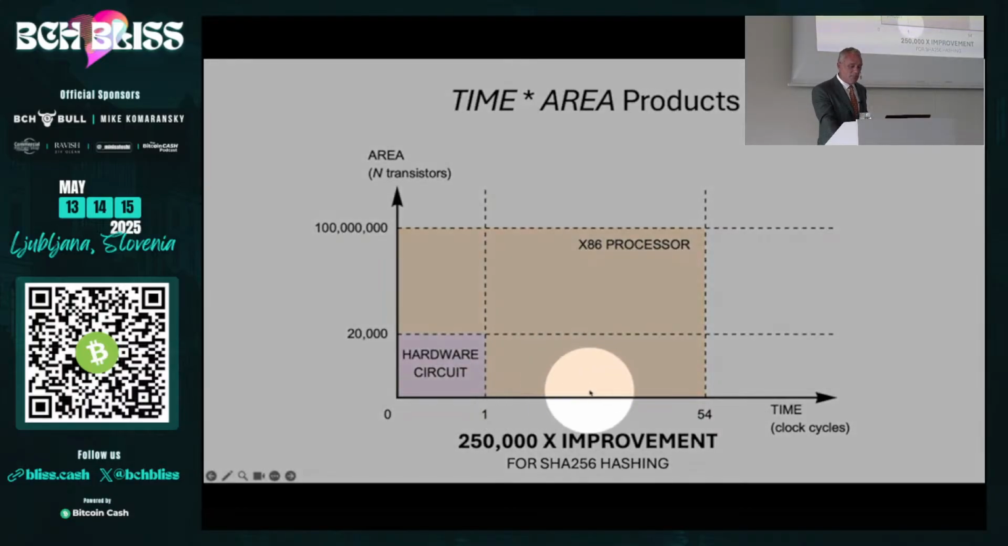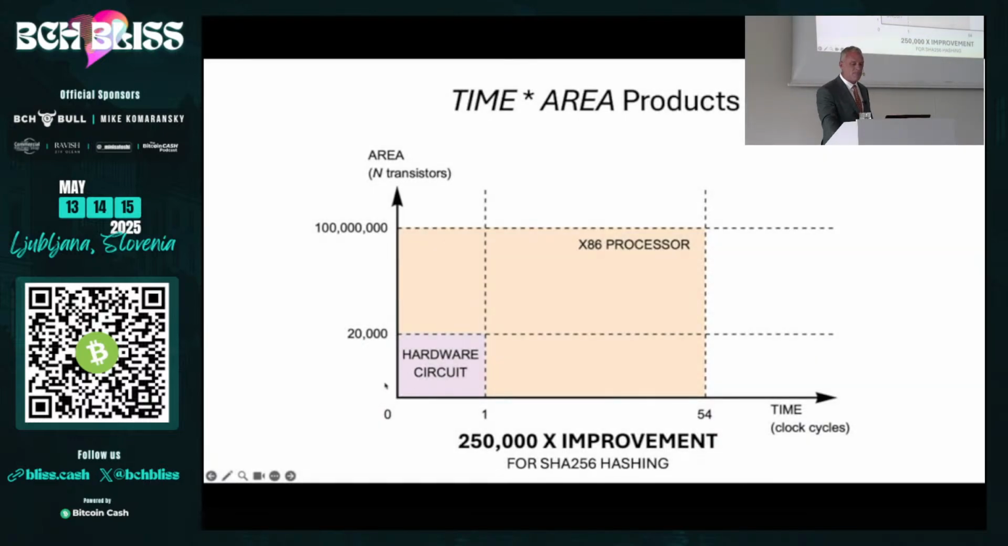I think it should be obvious to people why faster is better, but why are fewer transistors better? Well, fewer transistors is better because if you're going to spend 100 million transistors, you could just replicate this circuit 5,000 times and have 5,000 SHA circuits running in parallel. So time counts, but also number of transistors counts, and it's the product that matters.